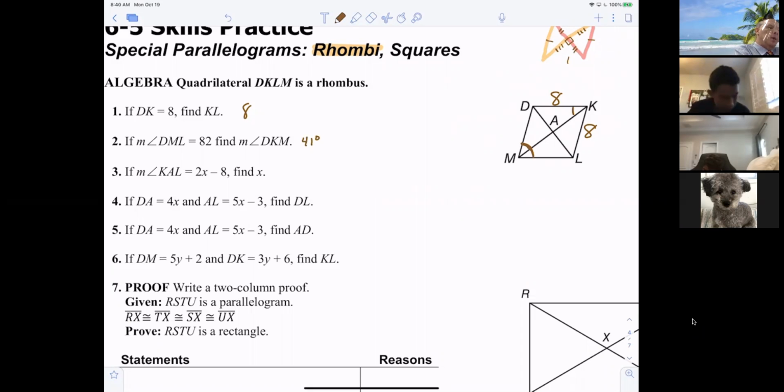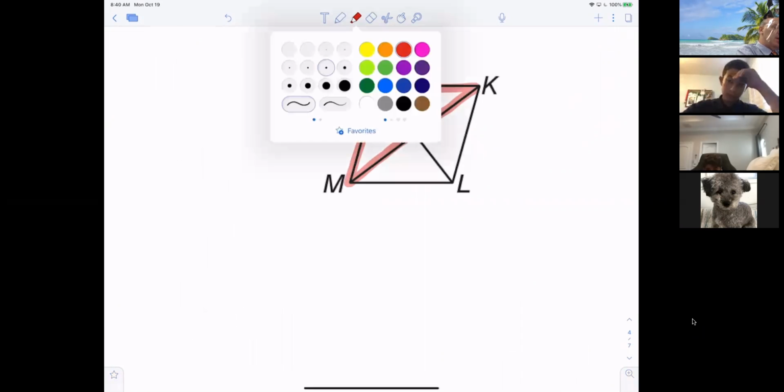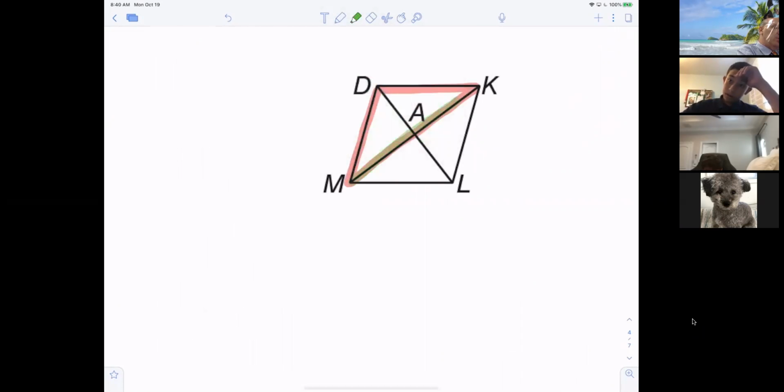Now, let me go back to that because I didn't do a very good job explaining that one. I think I went too fast. So look right here, guys. This triangle up here is exactly the same as this triangle down here. Does everybody agree with this? Therefore, what is true about this and this? They are equal.